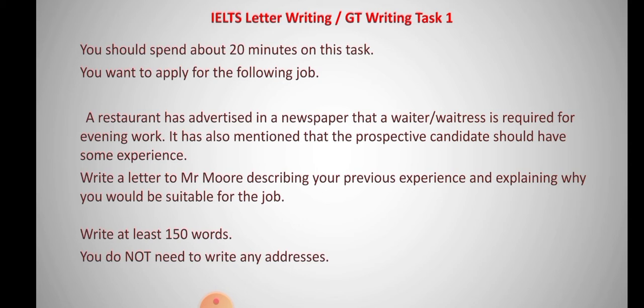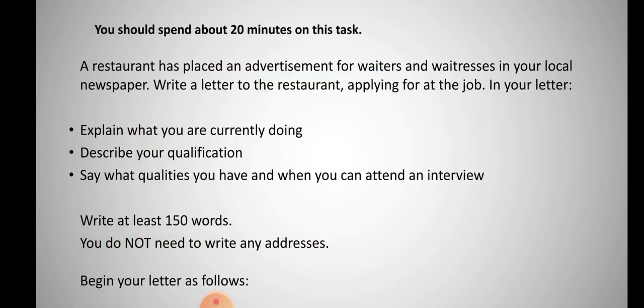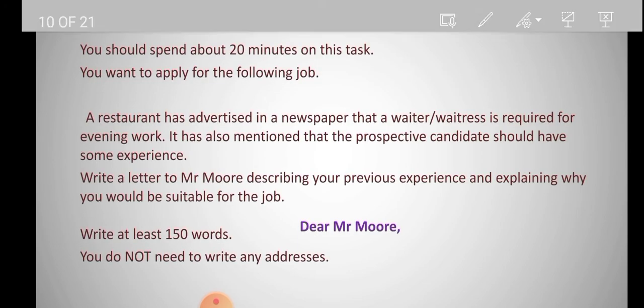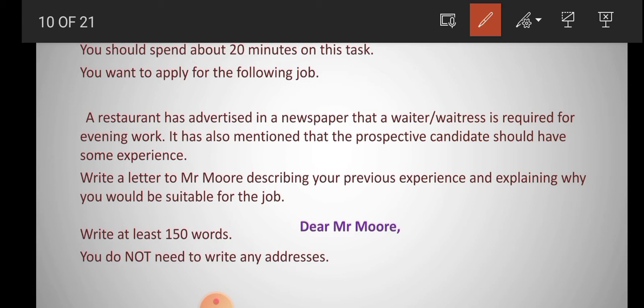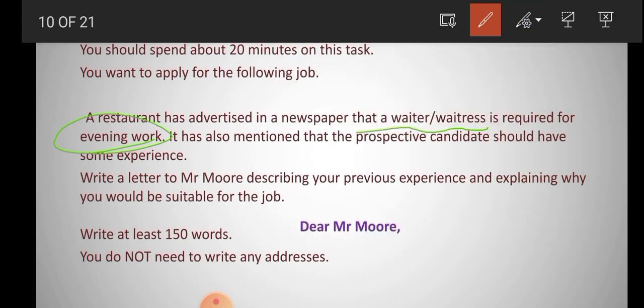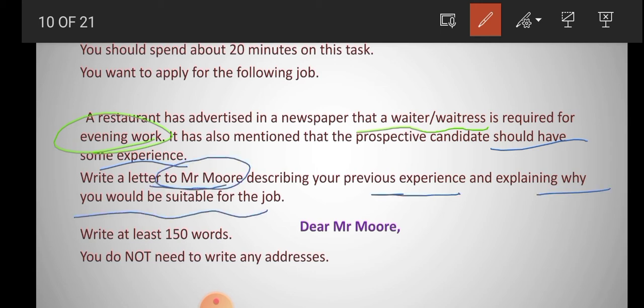This is the sample letter which I have taken for you, and there are actually two letters. One is this one and the second is this one. Now read the letters and find out the little difference between these two letters. Let's read the first letter. The first letter says that a restaurant has advertised in a newspaper that a waitress is required for evening work, and it has also mentioned that the prospective candidate should have some experience. Write a letter to Mr. Mori describing your previous experience and explaining why you would be suitable for the job. So mainly this letter requires the appointment of a waiter and waitress.